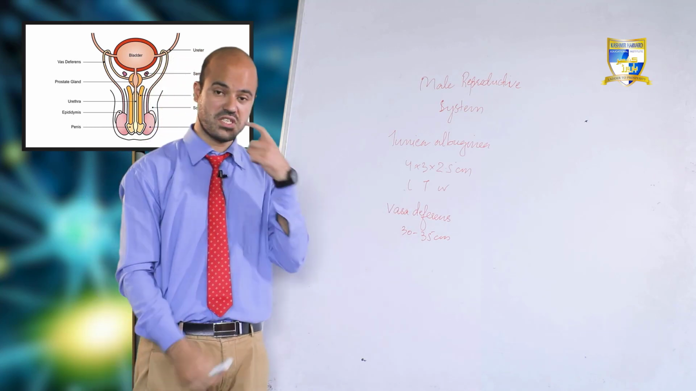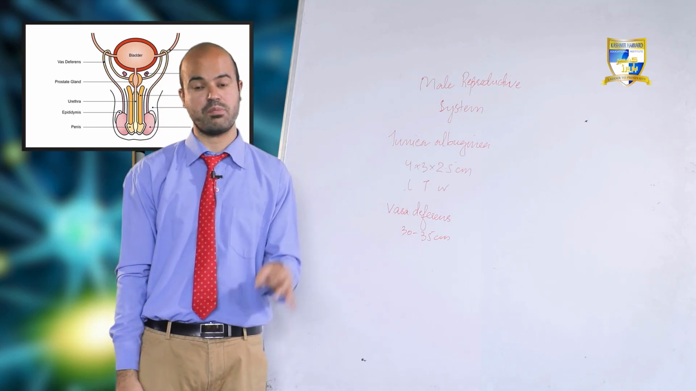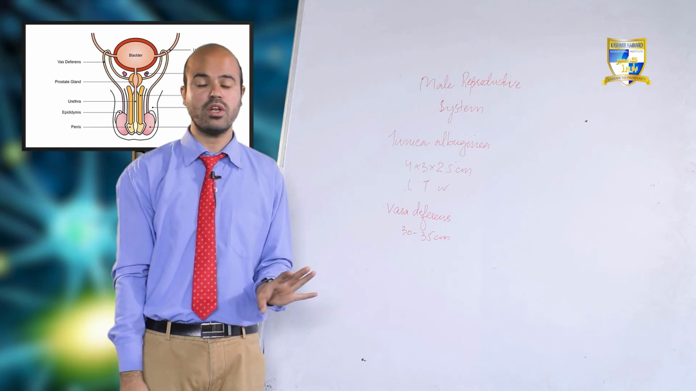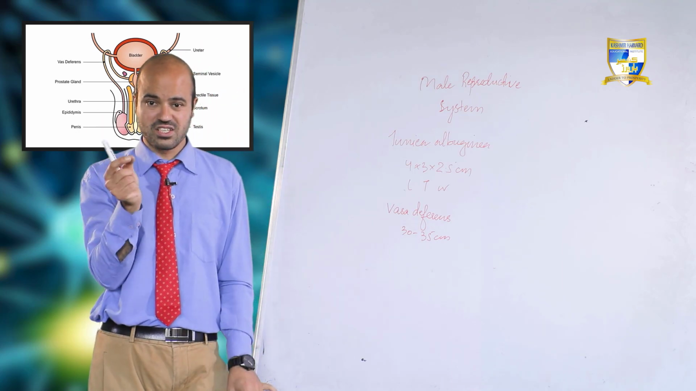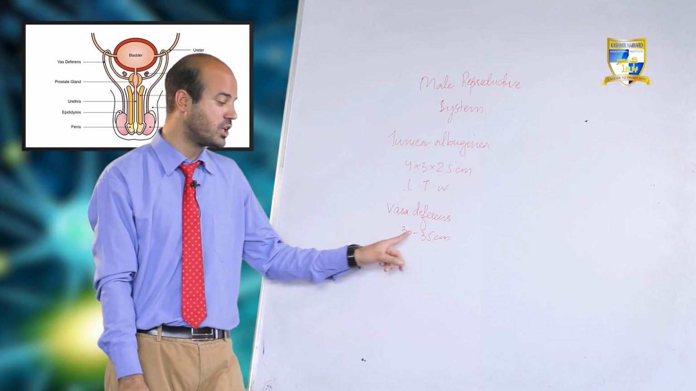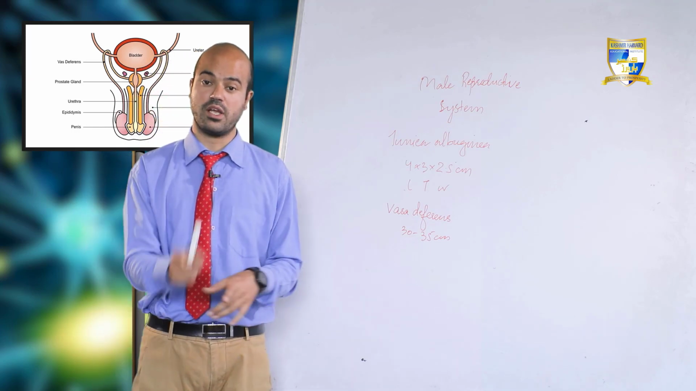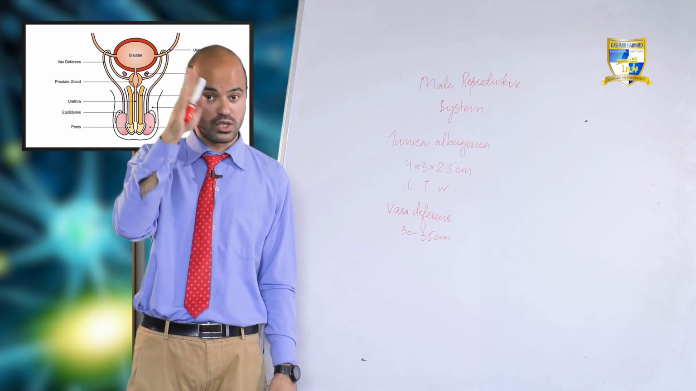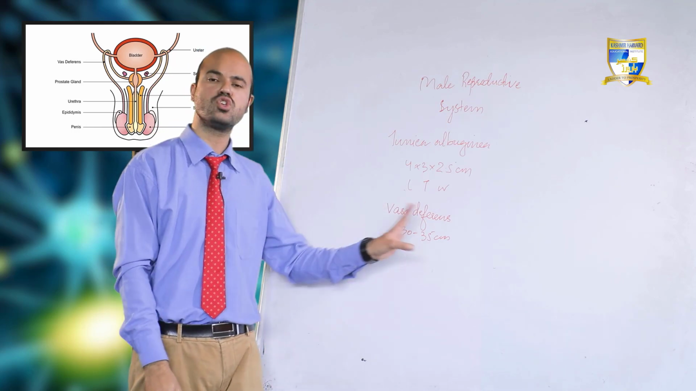This vas deferens starts from the end where the epididymis ends. It is again a small tube-like, pipe-like structure, which has a length of 30 to 35 centimeters. But the epididymis had a length of 6 meters. That is a good length, but this is very short.